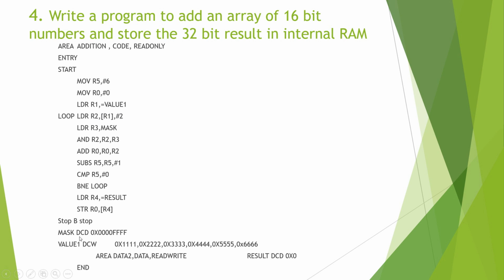R3 is loaded with the mask value, that is 0000FFFF. This is what is in R3. We do the AND operation.